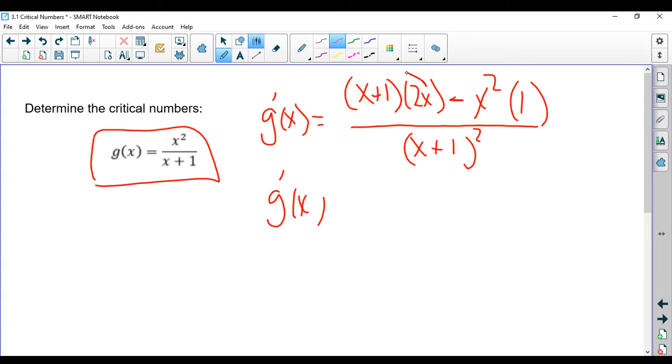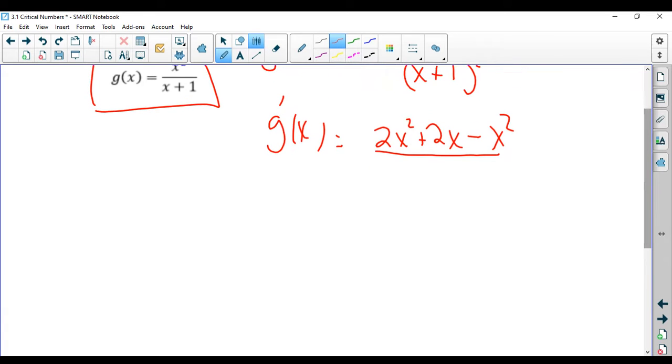I'm going to distribute the 2x. So we have 2x squared plus 2x. And then the second part is minus x squared times 1, which is x squared. Combine the 2x squared minus x squared, you get x squared plus 2x.